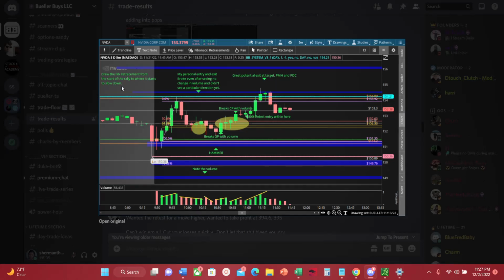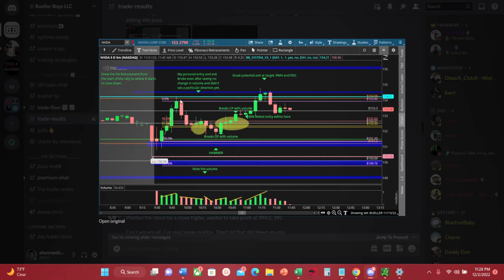So, what did I do here? Drew the Fib retracement from the start of the rally to where it starts to slow down. Okay. And I grabbed it on the meat of the bone at both times. And it is appropriate to grab it from the wicks as well. In this case, you pretty much end up in the same areas. But I like the meat sometimes too. Pause. I like the meat of the bone. So, anyway.